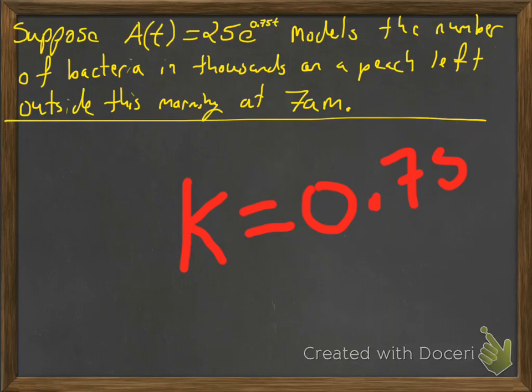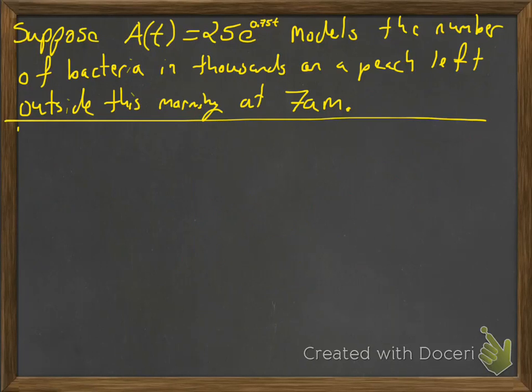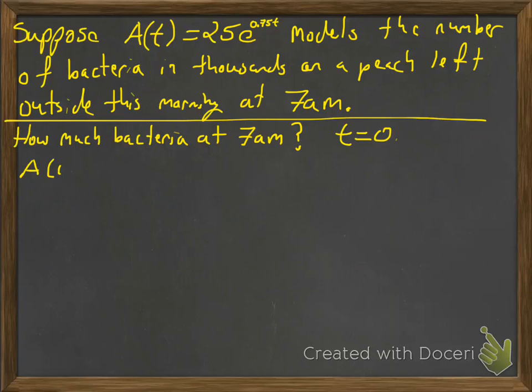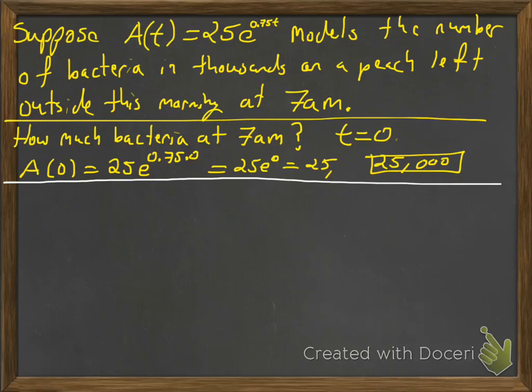They can ask us a number of different questions, and it's very similar to continuously compounded interest problems. Let's see, what they want is, how much bacteria is there at 7 a.m., when the peach is put outside? That would be when our time is equal to 0. That's the most straightforward. We just plug 0 in, and we get 25e to the 0, and that's just 25 because e to the 0 is 1. Our units are in thousands, so it would be 25,000. So a lot of bacteria on that peach.